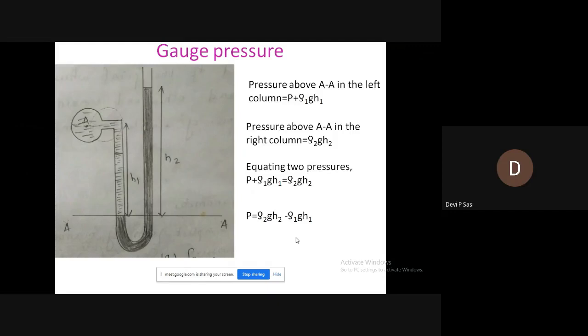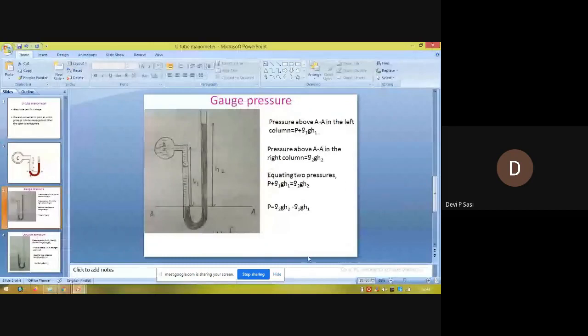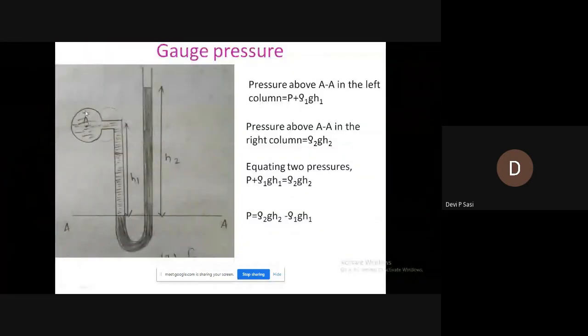Now, all of you listen carefully. Let A be the point at which pressure is to be measured. This point is A, and we have to obtain the pressure acting at A.